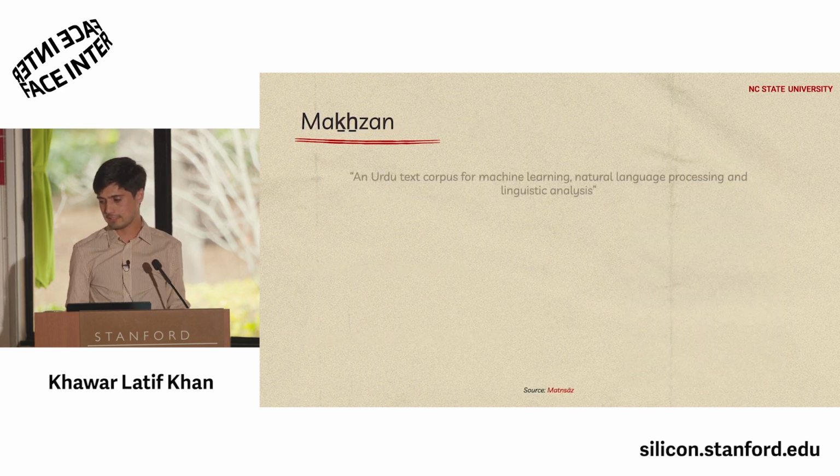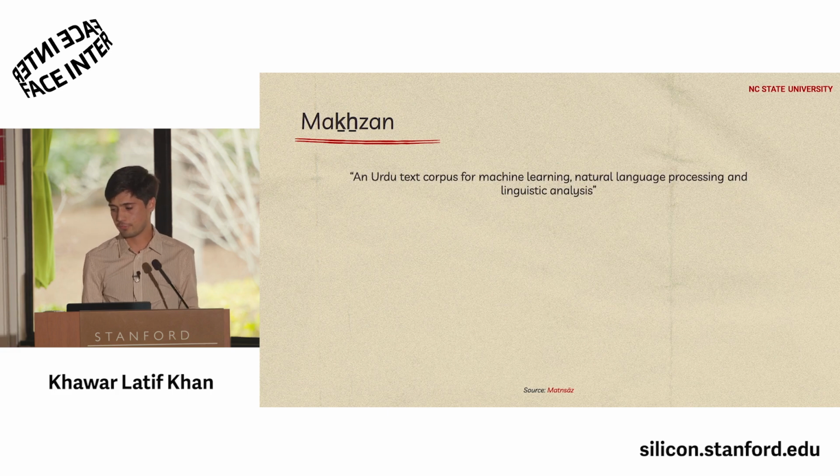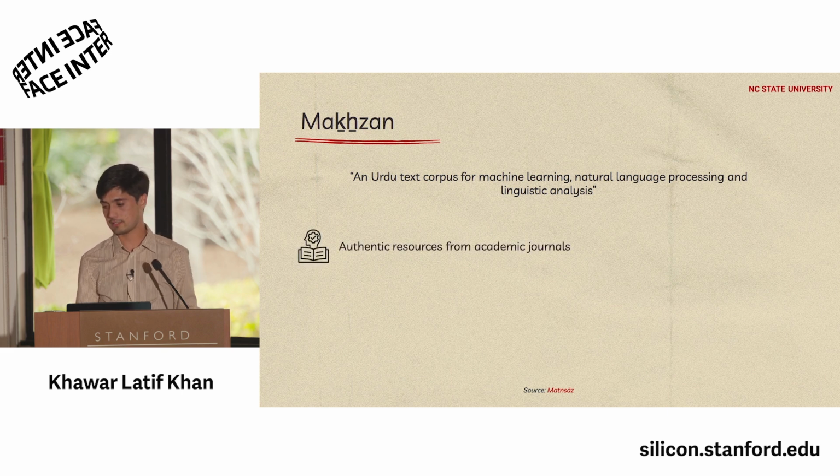And Makhzan is something that ties in with Matnsaz, another thing that Zirak is working on and is actually improving every day. It is an Urdu text corpus for machine learning, natural language processing, and linguistic analysis. Some of the interesting things about Makhzan are that it has authentic resources from academic journals. A lot of Urdu text that you'll see in the digital environment, particularly on websites, has a lot of errors in it, so it becomes a problem to understand which one is the right way to write Urdu, and what are the issues that we need to be aware of.